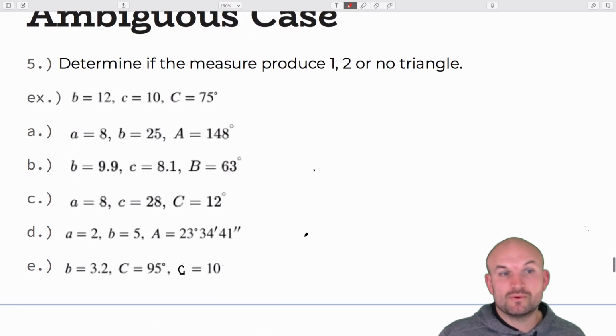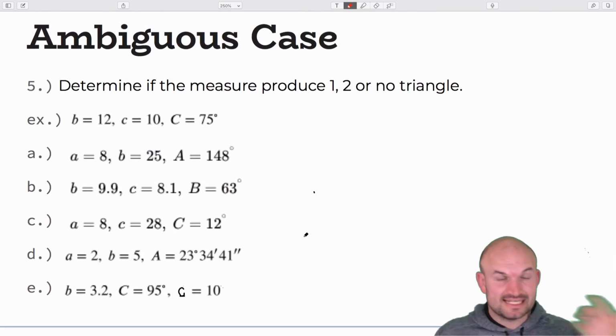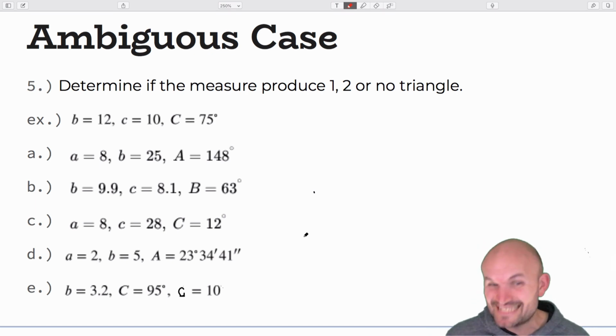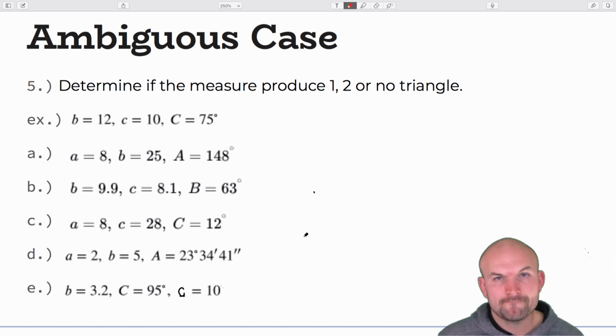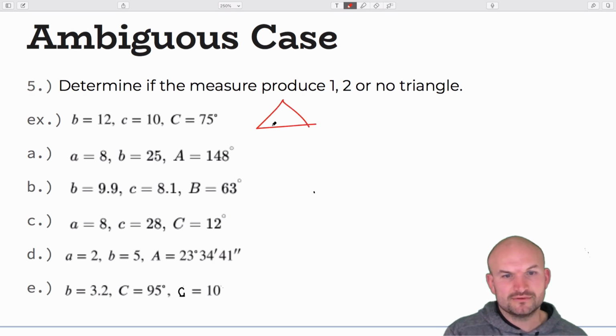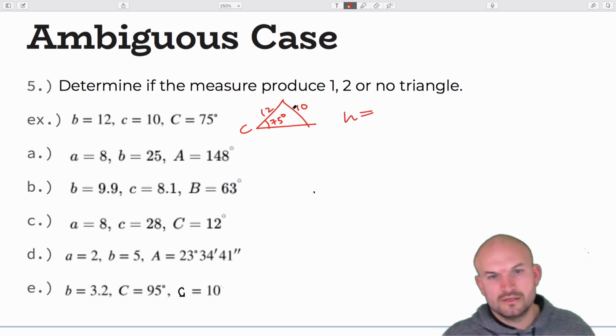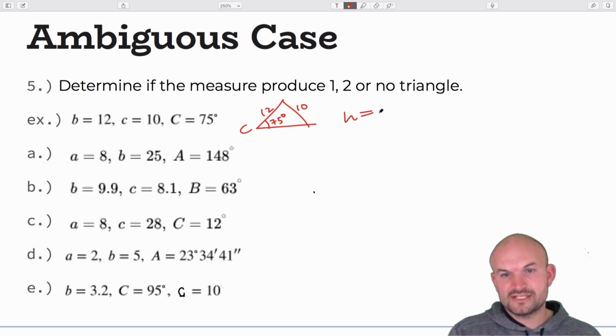All right, so one of the types of problems we'll talk about is the ambiguous case, which is how to determine if the measure gives 1, 2, or no triangles. I will be a little bit more detailed in this case as far as identifying if it's a right triangle as well. The main thing I like to do is draw the picture of the triangle. So I'll have C, we'll have 75, this is going to be 10, and this is going to be 12. Then I like to find the height, which in this case is going to be 12 times the sine of 75 degrees.